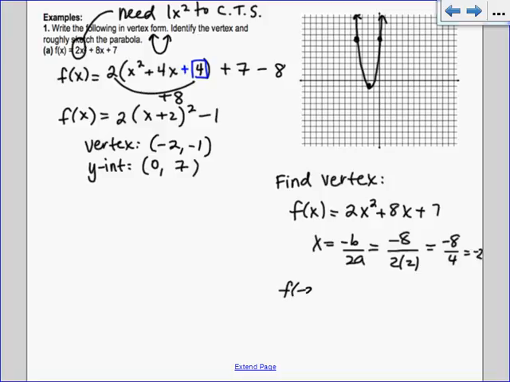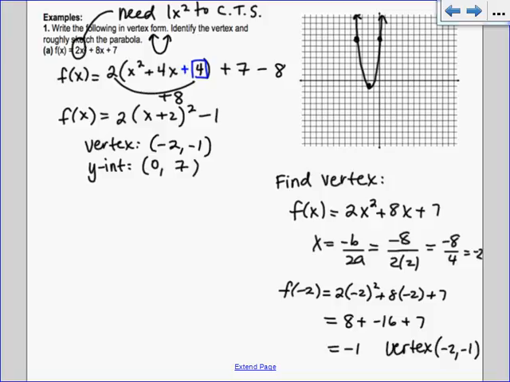We then go and find what f of negative 2 is, which can sometimes be a little messy. But you're capable of doing it. So we get 2 times 4, right? Negative 2 squared is 4, times 2 is 8, plus a negative 16 plus 7. So what do we get? Negative 1. That means my vertex is negative 2, negative 1.